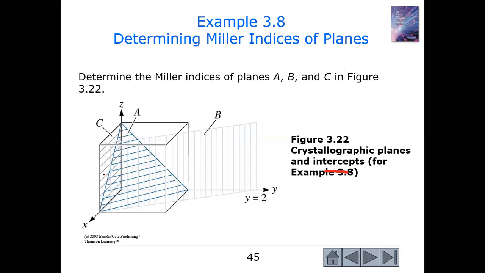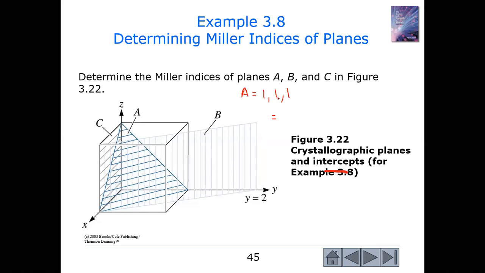Now let's find out the Miller indices of these planes, starting from A. So first of all, the first step is to identify the coordinate points at which the plane intercepts these three axes. So it is intercepting the x-axis at 1, it is intercepting the y-axis at 1, and it is intercepting the z-axis at 1.